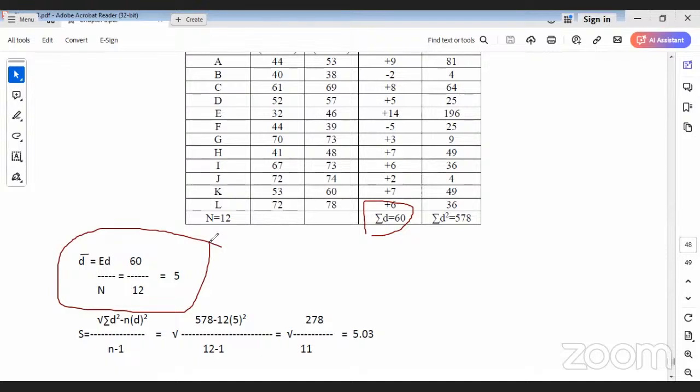So S is equal to under root sigma d square minus n into d bar whole square by n minus 1. So finally 5.03 is the answer we get. 578 minus 12 into d bar 5. See, d bar we already got as 5 here. 5 whole square by 12 minus 1. That is 5.03 is the answer. Okay.